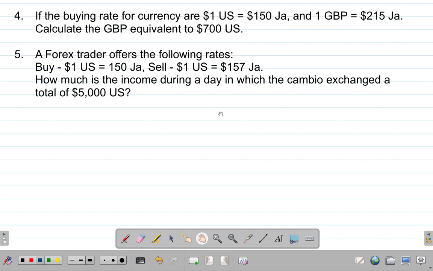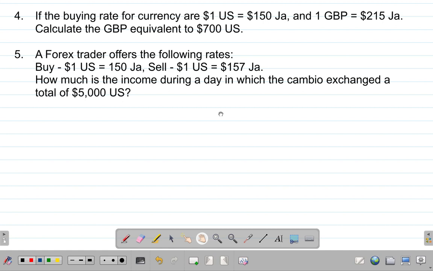A foreign exchange trader offers the following rates. Let's say they're buying and selling US dollars. They buy US at 1 US for 150 Jamaican. They sell at 157 Jamaican. So that's a good idea. They buy low and sell high. That should enable them to make a profit.